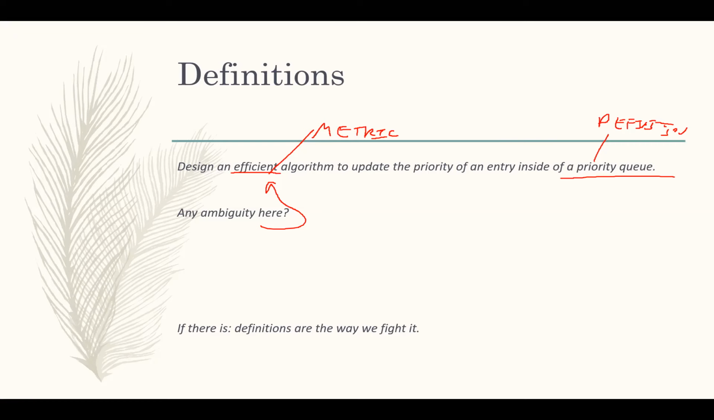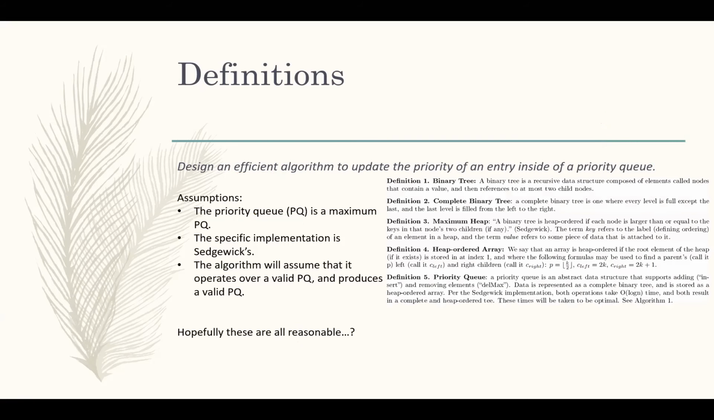Okay. So we have ambiguity, like the efficient thing, and which priority queue it is. Then we wanted to create definitions. That's how we solve it. So I'm going to go to the next slide. Don't freak out, please. The right-hand side is all the definitions.